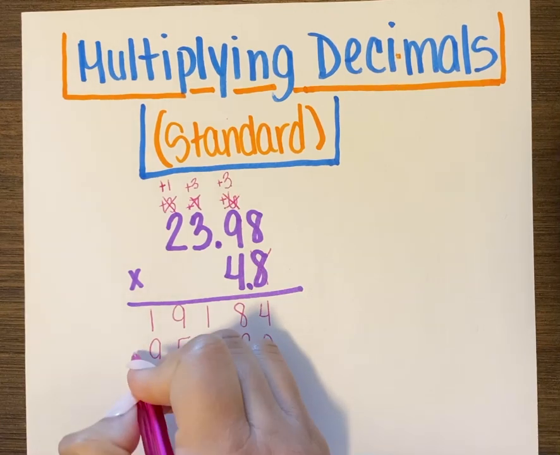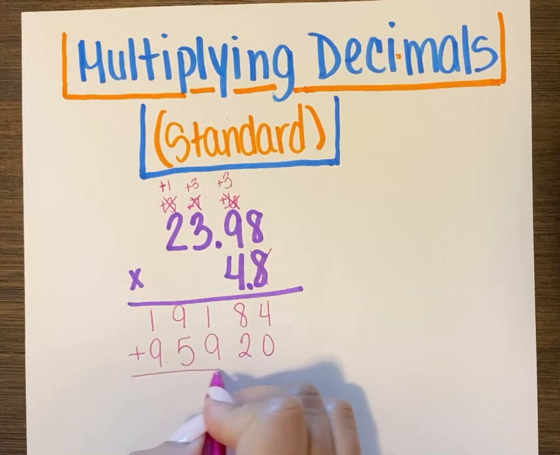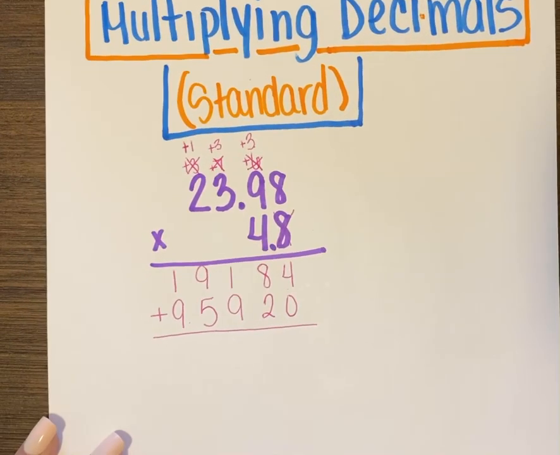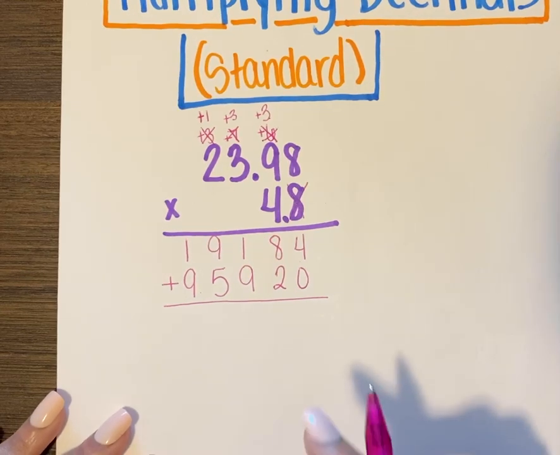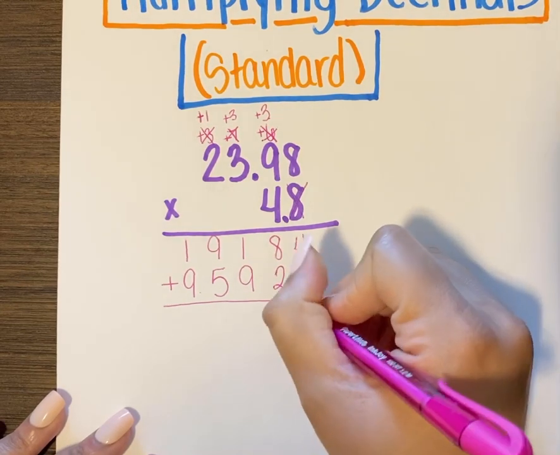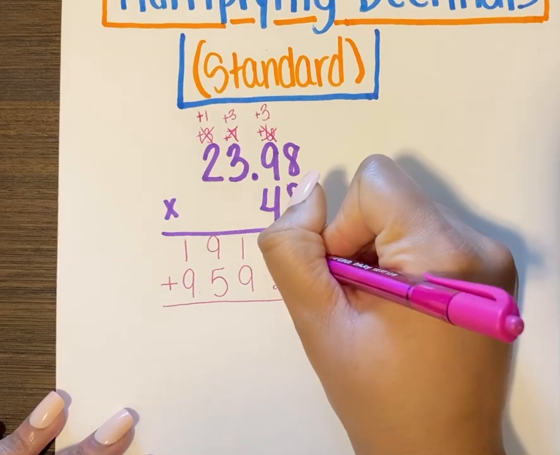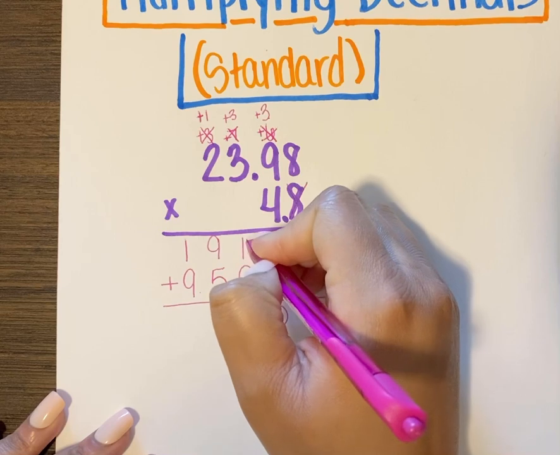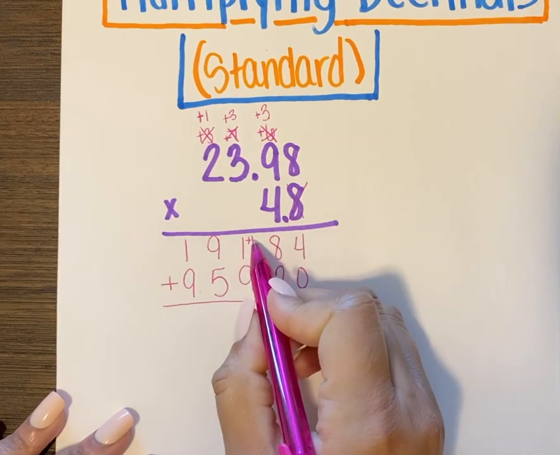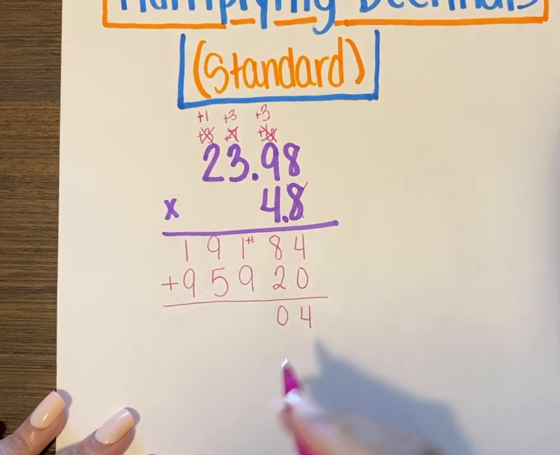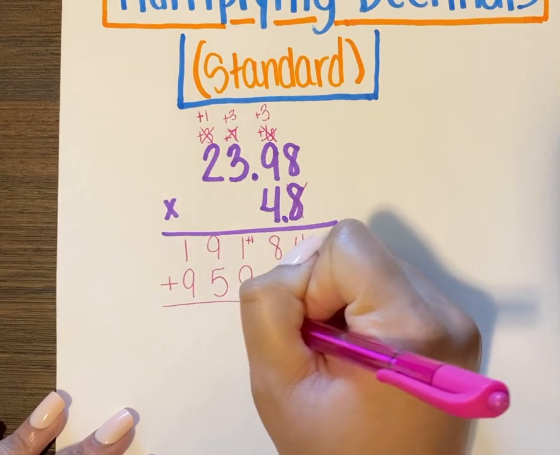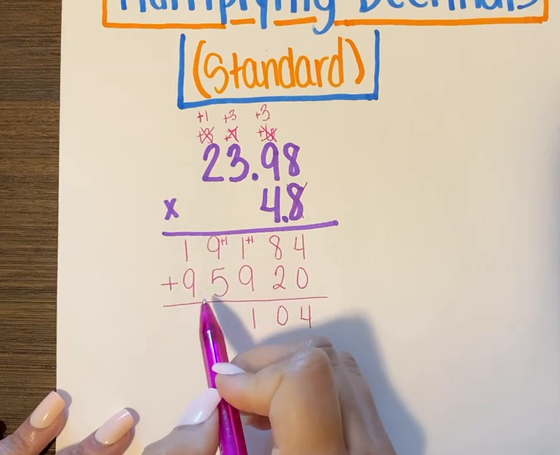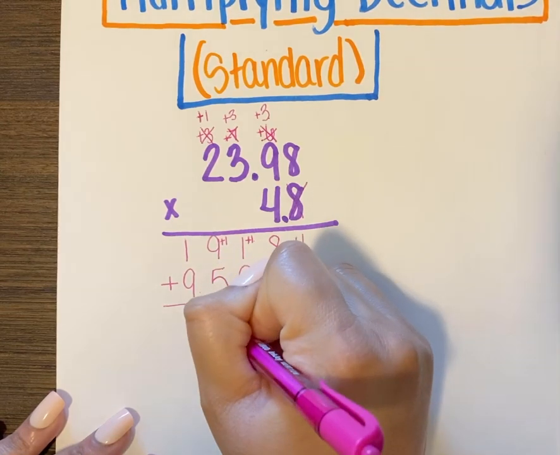Now we're going to go ahead and add up our partial products so we can get one step closer to our answer. Okay, 4 plus 0. We have 8 plus 2 is 10. We're going to put a 0 here. We're going to carry the 1. 1 plus 1 is 2. 2 plus 9 is 11. We're going to put the 1 under here, carry the 1. 9 plus 1 is 10. 10 plus 5 is 15.